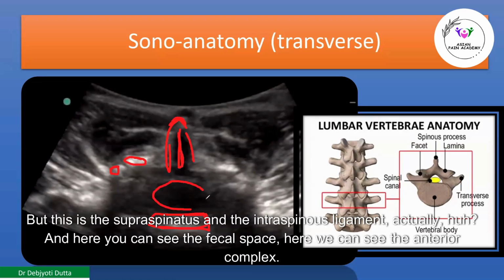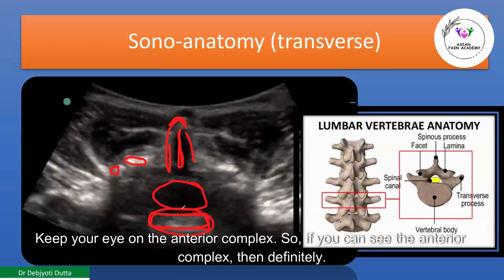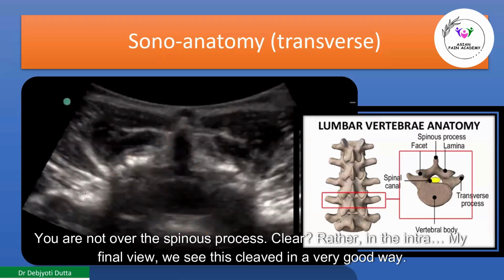And here we can see the thecal space. Here we can see the anterior complex. So keep your eye on the anterior complex. If you can see the anterior complex, then definitely you are not over the spinous process. Clear?